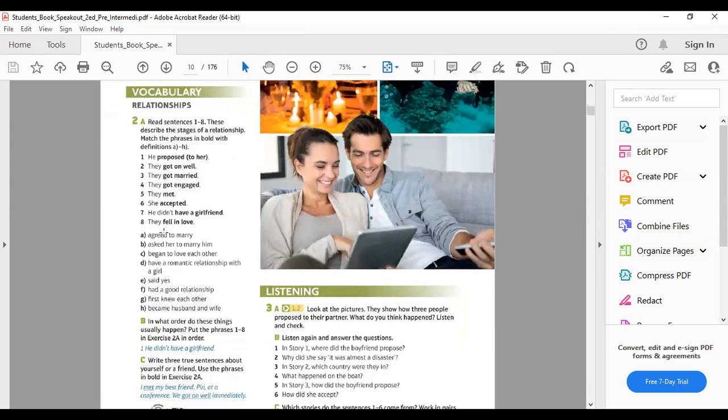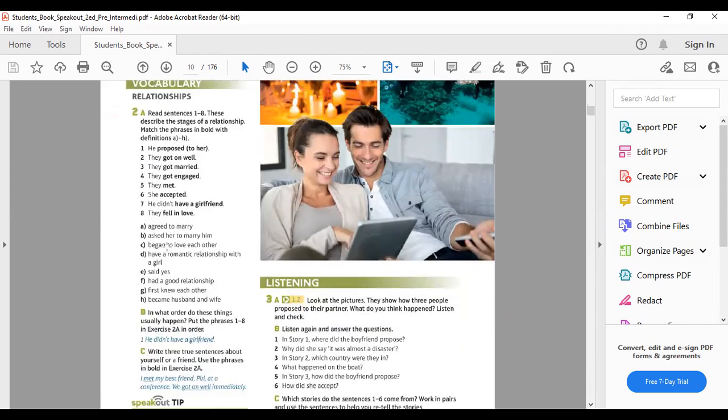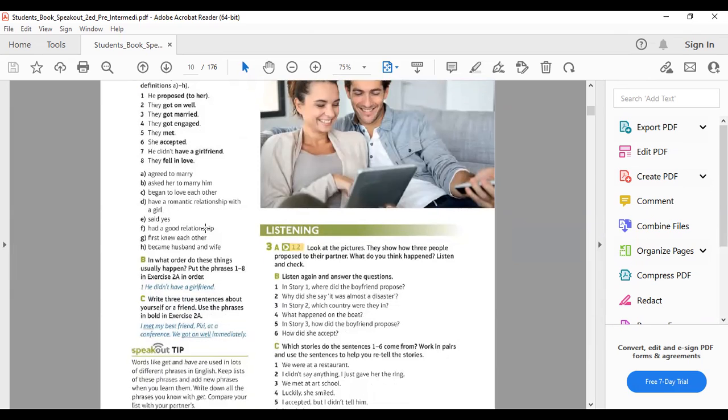We have here some vocabulary related to engaging with someone. For example, he proposed: when someone proposes, they are asking someone else for marriage. They got on well means they didn't fight a lot. Got married: when two people marry, we say in English to get married. Get engaged, they were together, met, accepted, and fall in love.